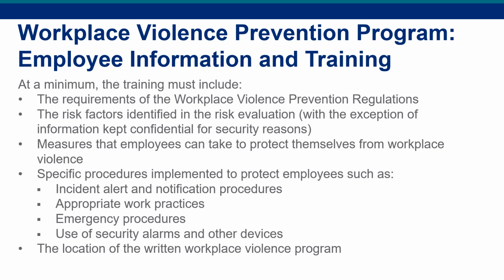At a minimum, the training must include the requirements of the workplace violence prevention regulations, the risk factors identified in the risk evaluation, with the exception of information kept confidential for security reasons, measures that employees can take to protect themselves from physical violence, specific procedures implemented to protect employees such as incident alert and notification procedures, appropriate work practices, emergency procedures, use of security alarms and other devices, and the location of the written workplace violence prevention program.